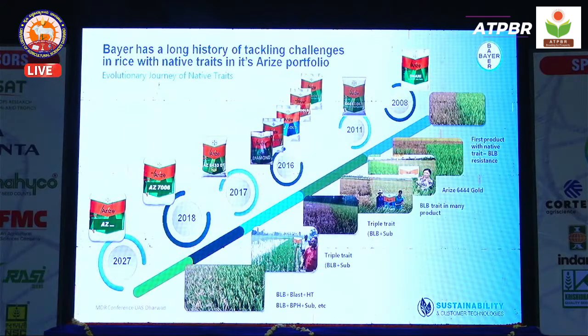Bayer has a rich history of bringing disease-resistant products to the market. Bayer is one of the first companies which released a BLB and BPH-resistant hybrid back in 2008, with the name Arize Dhani DT. This is a hybrid for the late maturity market, and it provides protection against both BLB and BPH.